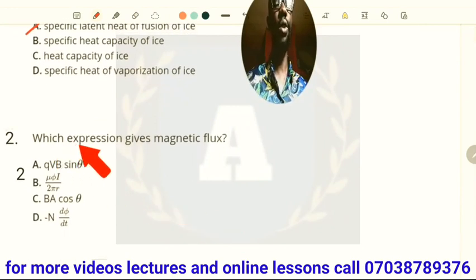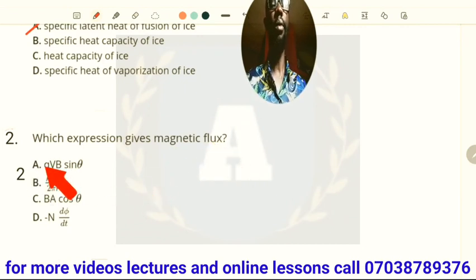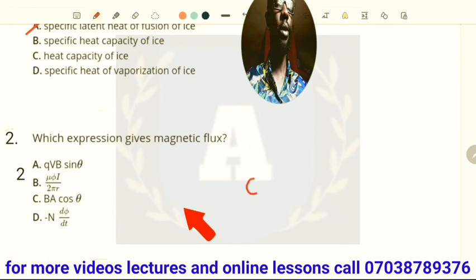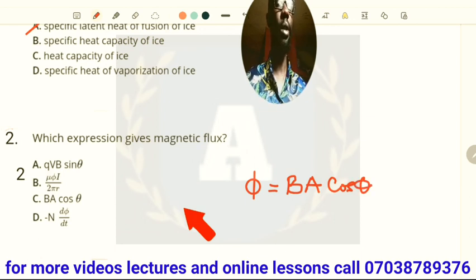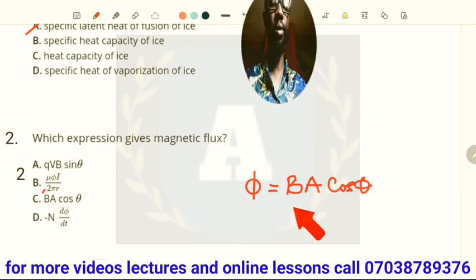The next question says, which expression gives magnetic flux? We have QVB sine theta, then the second option, the third and the fourth option. Quick one. Magnetic flux is the product of magnetic field intensity, or magnetic flux density, multiplied by the area. Then if an angle is given, theta. So that equation is the third option there.